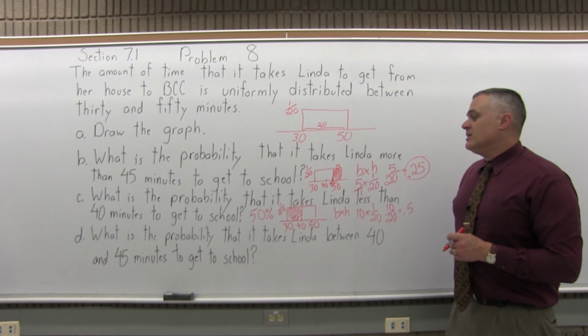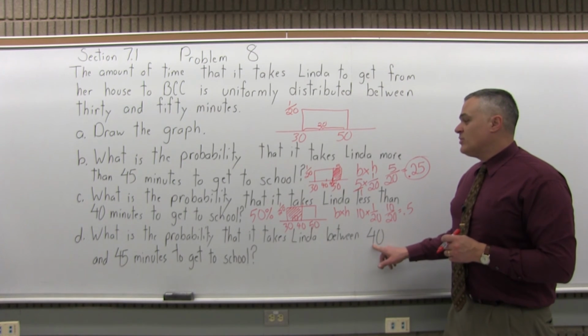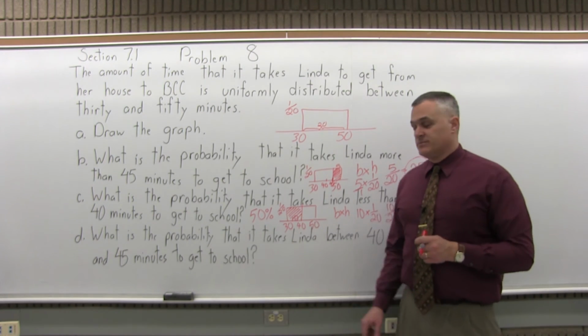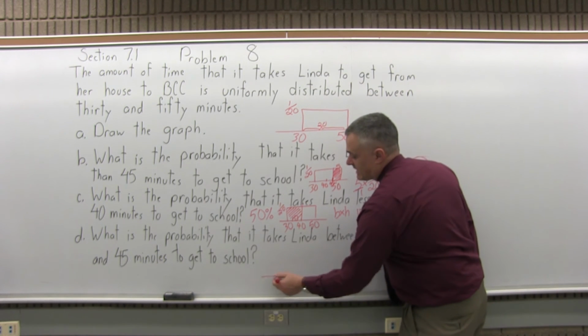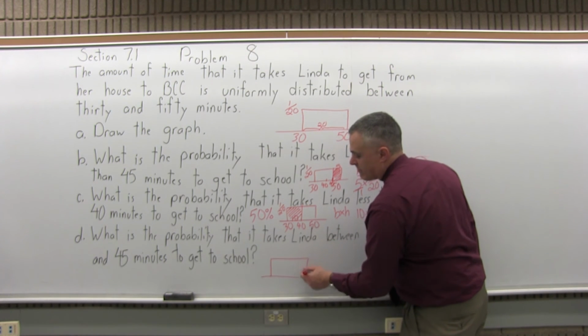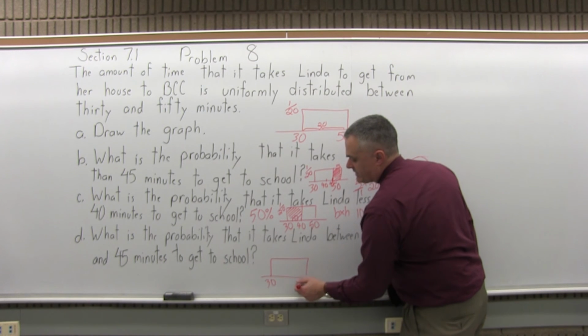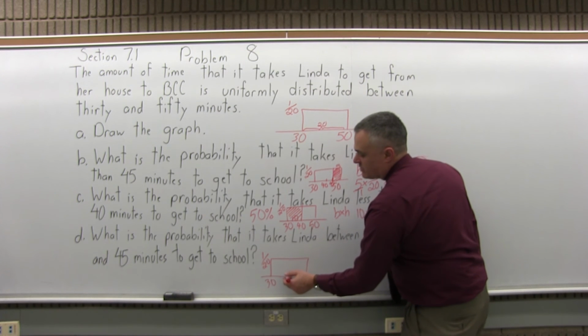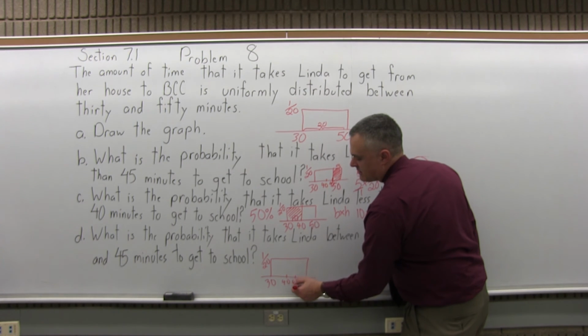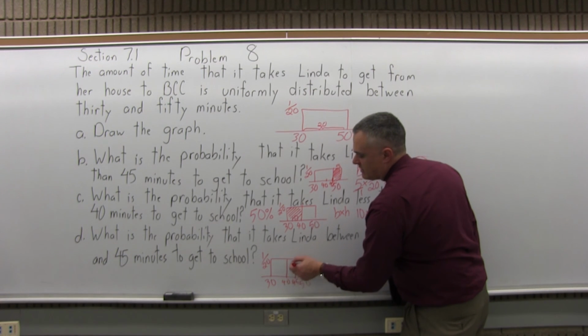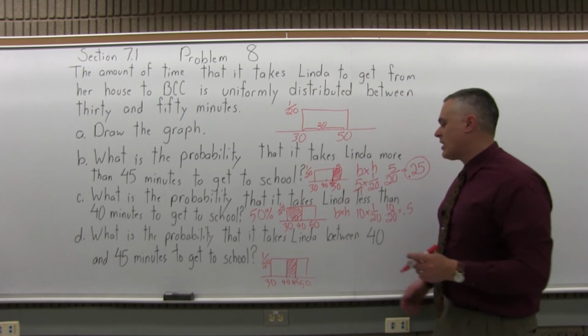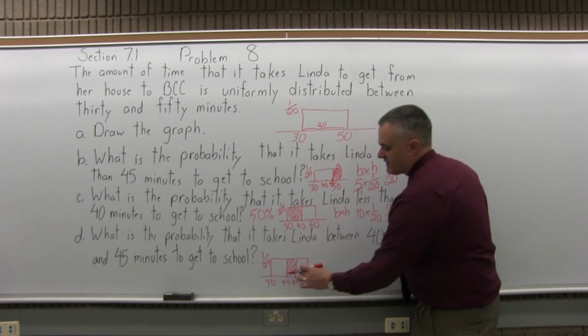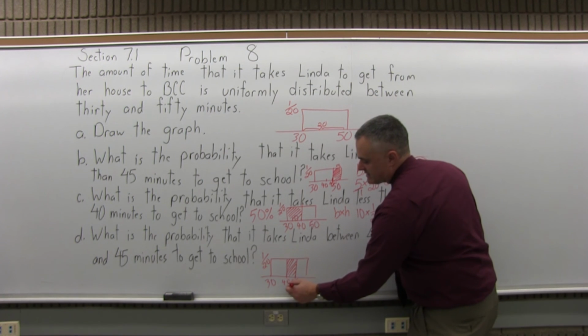And finally, part D, what is the probability that it takes Linda between 40 and 45 minutes to get to school? So again, you can have that same rectangle graph. One end is 30, one end is 50. The height is 1 over 20. So between 40 and 45 minutes would be that part of the rectangle. So the base of that area from 40 to 45 is a base of 5.